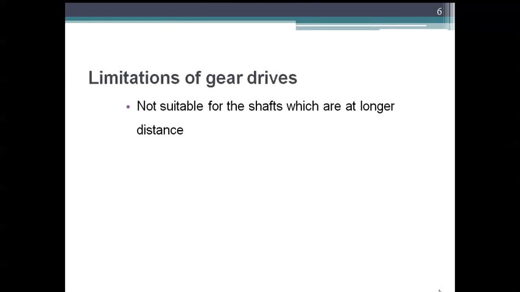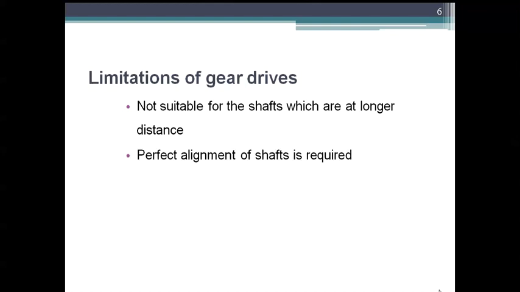So next one is the limitations of the gears. It is not suitable for a large center distance, which is the main disadvantage of the gear drives. Whereas belt drives and chain drives are used where the shafts are at a longer distance, gears are not used where the shafts are at a longer distance. Shafts must be at a very short distance. In that case only can we use the gear drives.